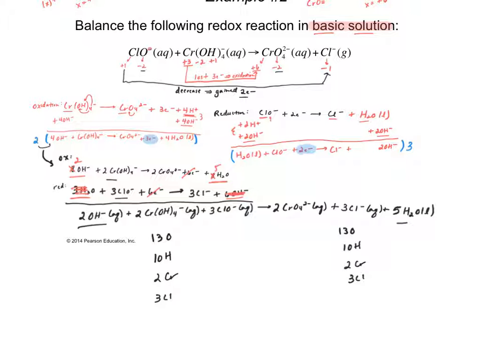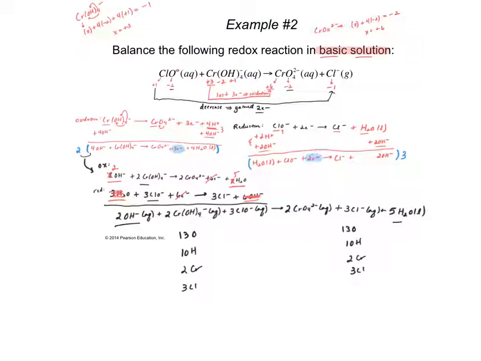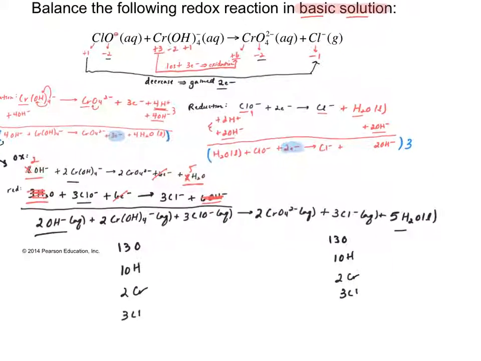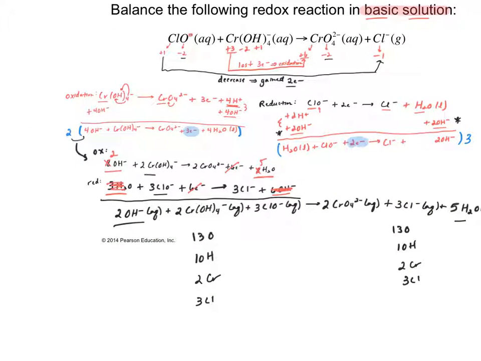Okay, so that's balancing redox reactions in a basic solution. Everything is the exact same, except we're going to add an equivalent amount of hydroxide to both sides anytime there's a proton, to get rid of the proton and make this basic.